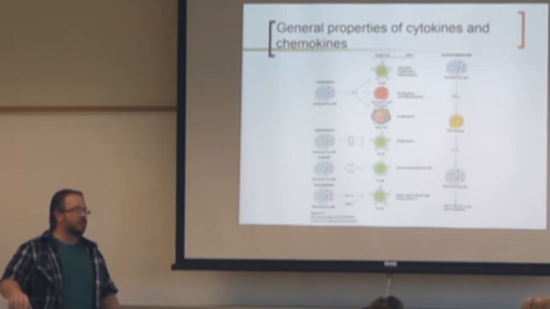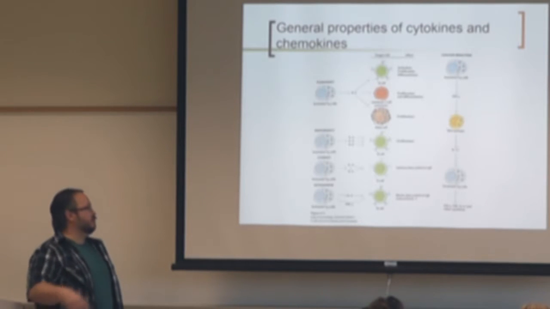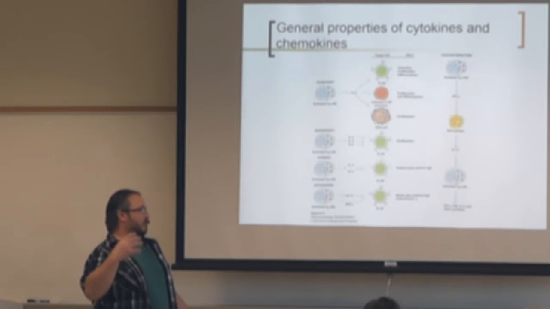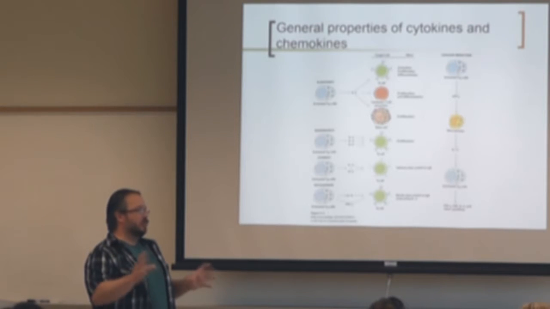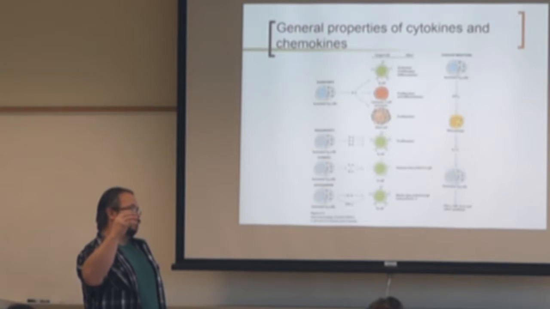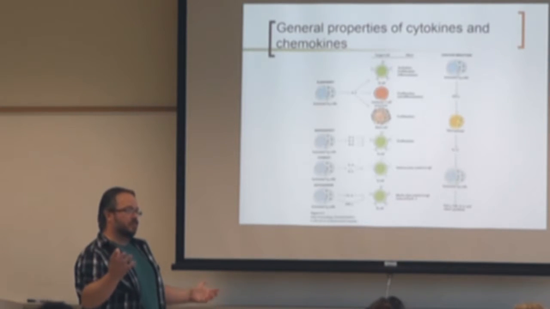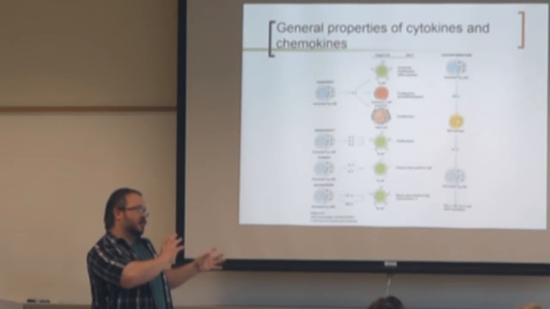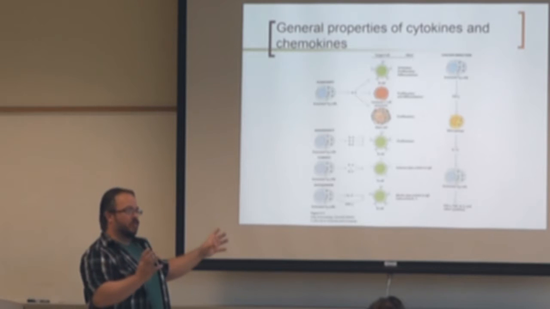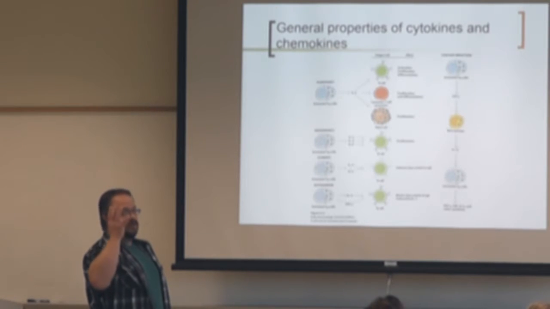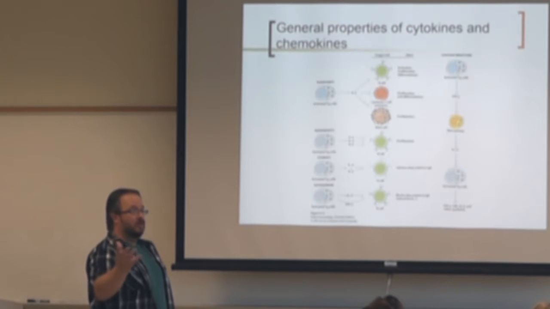Yeah? What is class switch? So class switching, we're going to cover that when we talk about B cell receptors, but it's basically there are different constant regions in the B cell receptor, and so it's going to stop making one and make a different one, and that could change whether that receptor is membrane bound versus secreted.